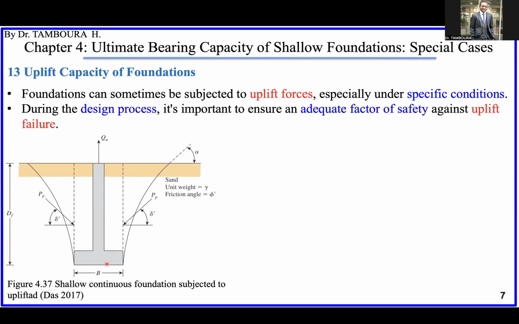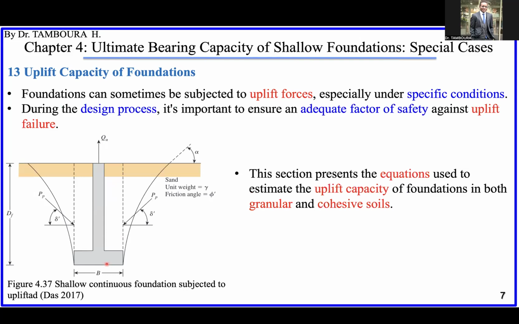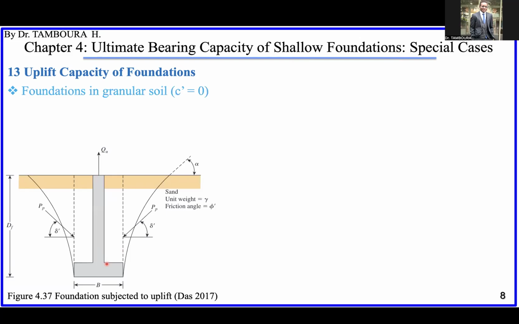So during the design process, it is very important to make sure that the factor of safety against uplift failure is achieved, a good factor of safety. In this section we are going to talk about this equation, how to estimate the uplift capacity of foundation in both granular soil and cohesive soil, like in sand and in clay, both cases. So we start first with the capacity in granular soil. It means the soil doesn't have cohesion, c is 0.